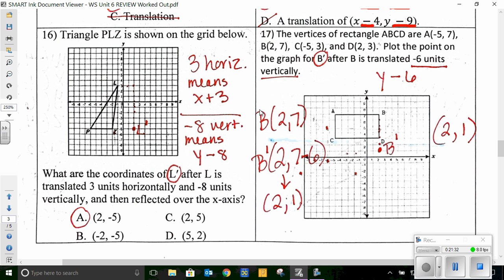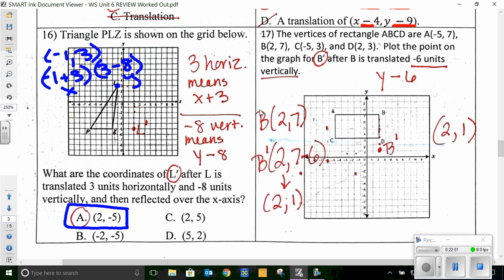So if I wanted to, I could just take the point for L. This point here was negative 1, 3. I could have taken the negative 1, 3 and applied the math to it. So it would have been negative 1 plus 3. And then it would have been, I'm sorry, that was just the x value. And then it would have been 3 minus 8 for my y value. So this is x and this is y. And either way, this is what I wind up with when I do that.